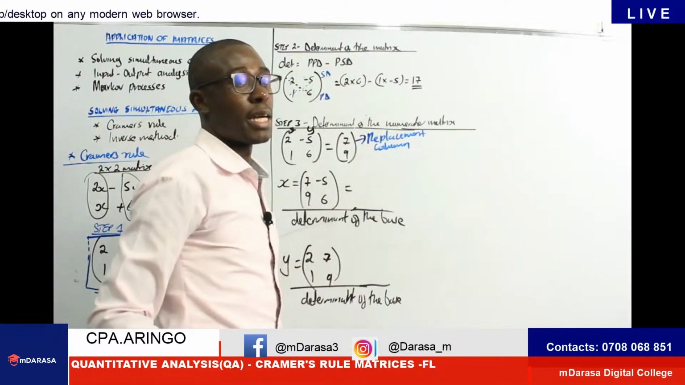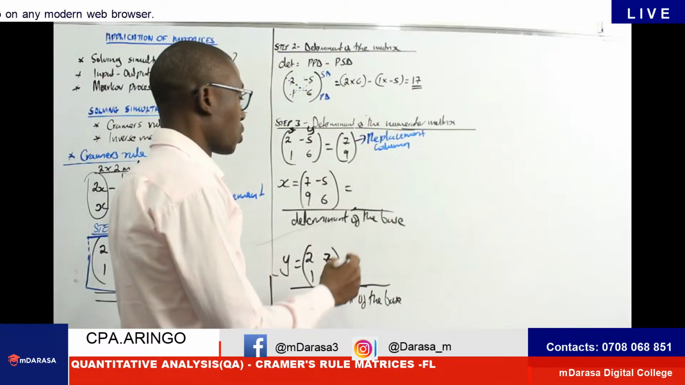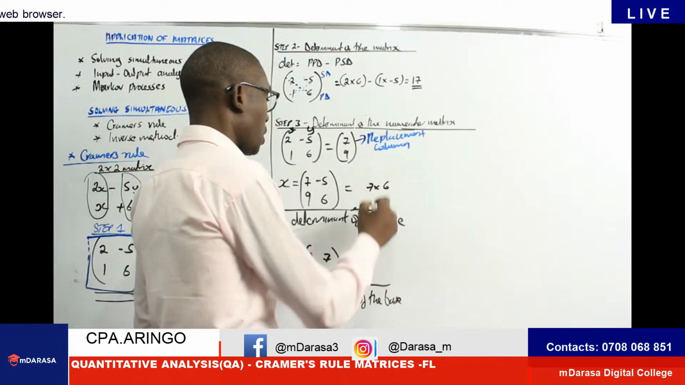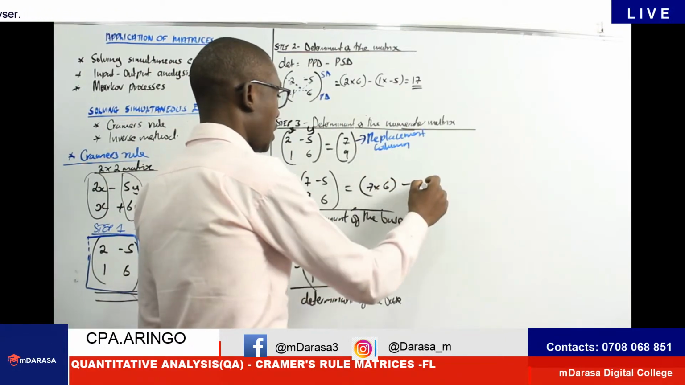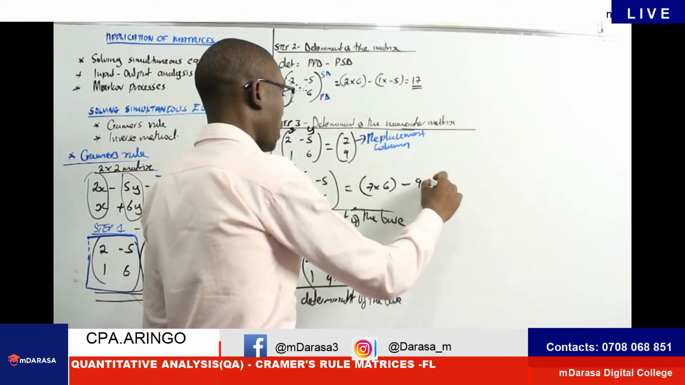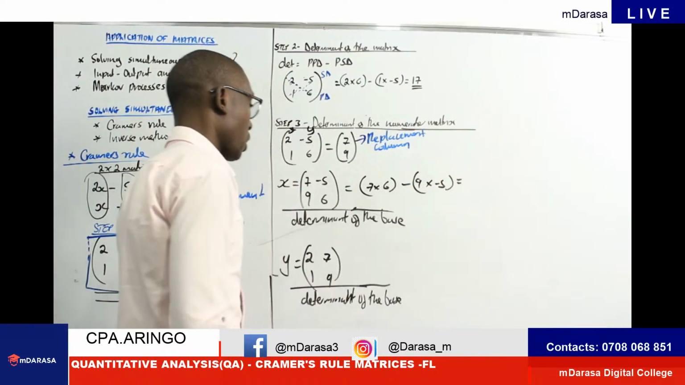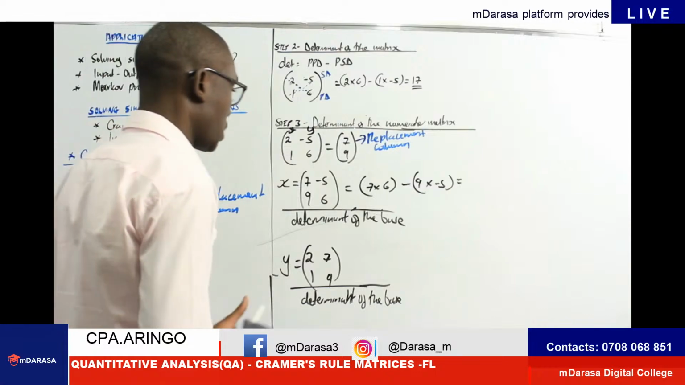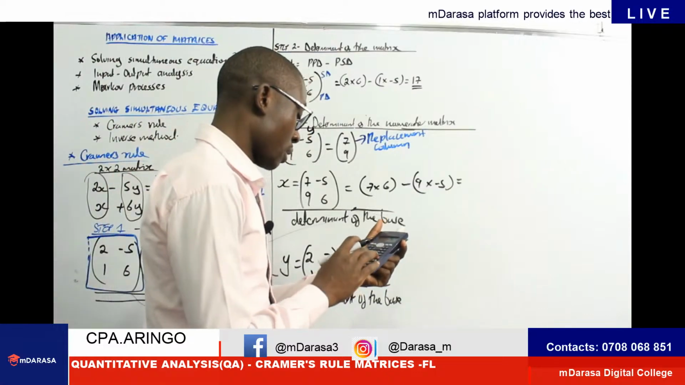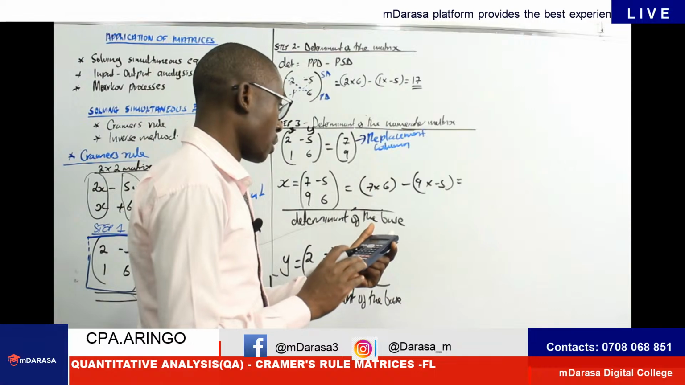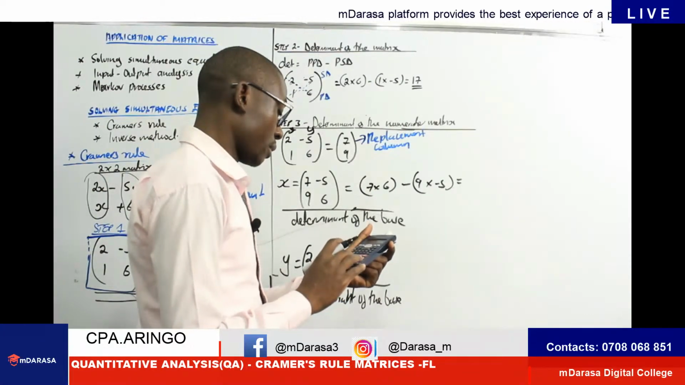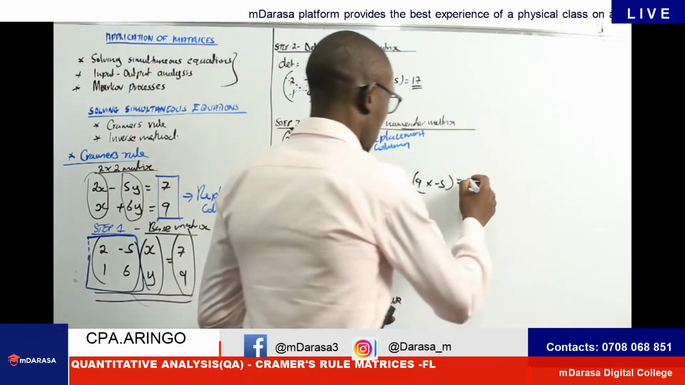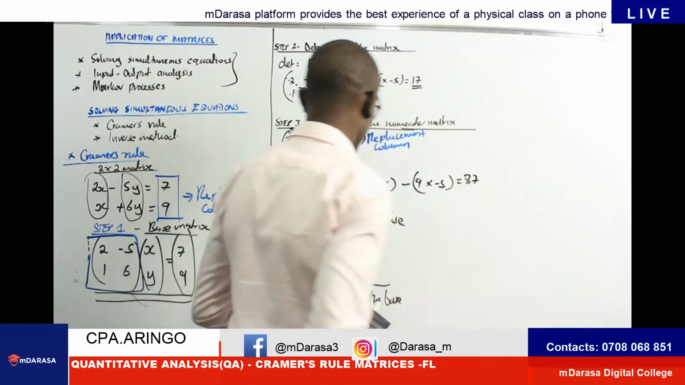Solving this, let us determine the determinant of the numerator matrix: product of primary diagonal minus product of secondary diagonal. So the primary diagonal is 7 by 6 in this case, right? In this case, you are going to deduct 9 times -5. That should give us the determinant of that numerator matrix. That should give us a figure of how much? 7 by 6 minus 9 times -5. So that should give us 87.